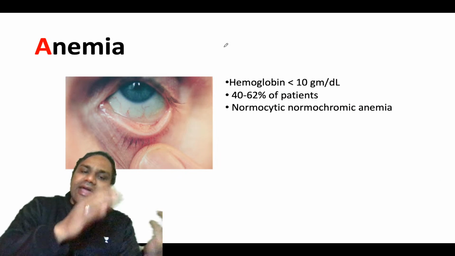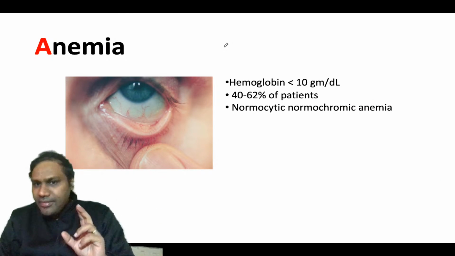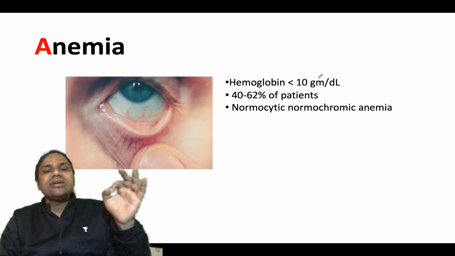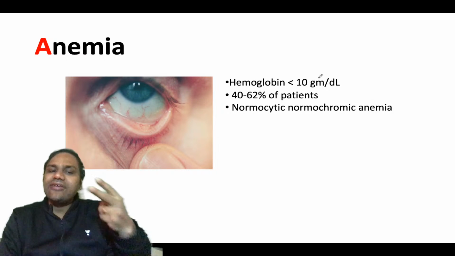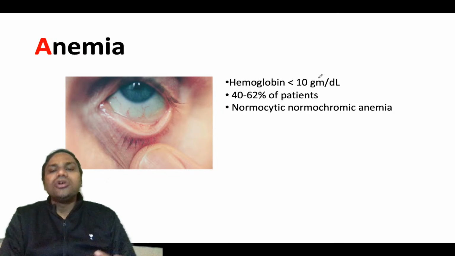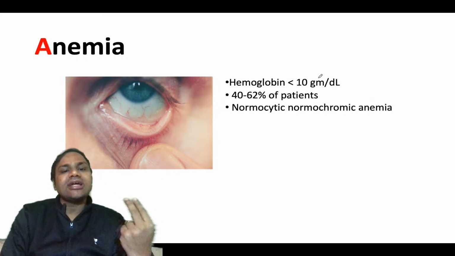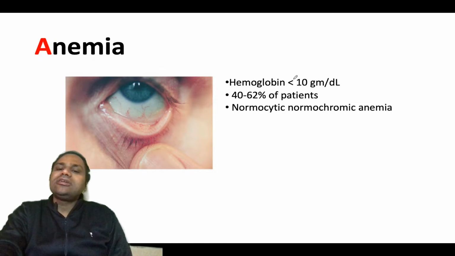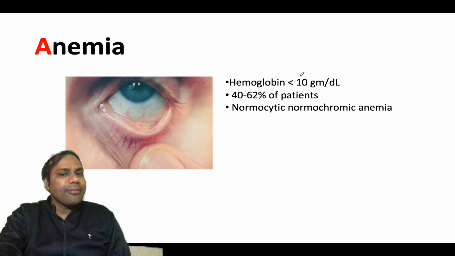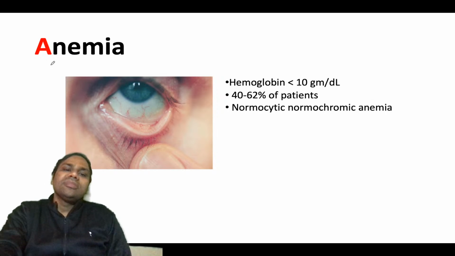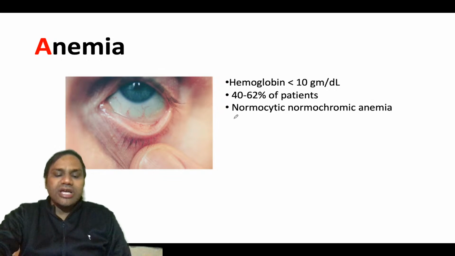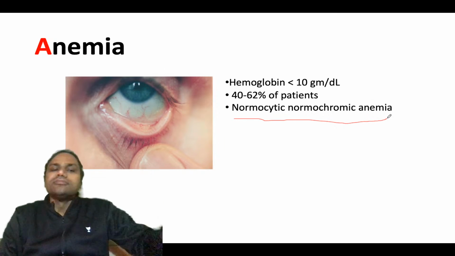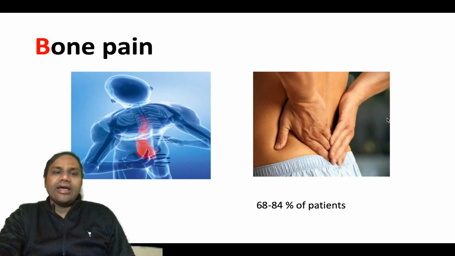Then A in CRAB is anemia. Anemia is mostly less than 10 gram per deciliter, or 2 standard deviation less than the lower limit of hemoglobin. WHO considers 12 as the low level. So 2 standard deviation low, that is less than 10 gram per deciliter. And which type of anemia will you see? Normocytic normochromic anemia. Remember, normocytic normochromic anemia in case of multiple myeloma.